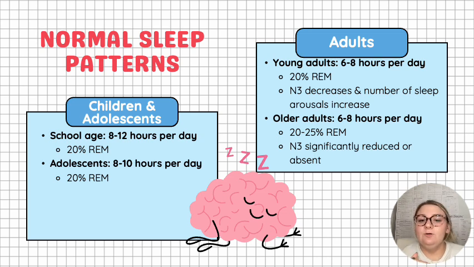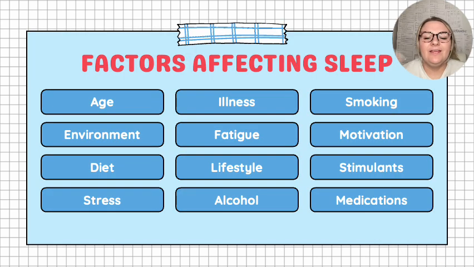This time they might get a little bit more REM, so anywhere from 20 to 25%. And in this one, N3 is significantly reduced or absent, which could also be due to more sleep arousals, as we will discuss later. This is just a broad overview of some of the factors that affect sleep, and we're going to jump into them a little bit more in depth on the next slide.